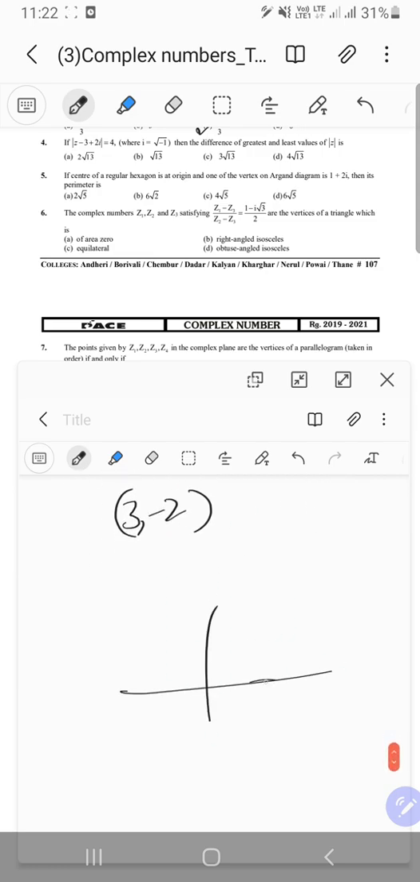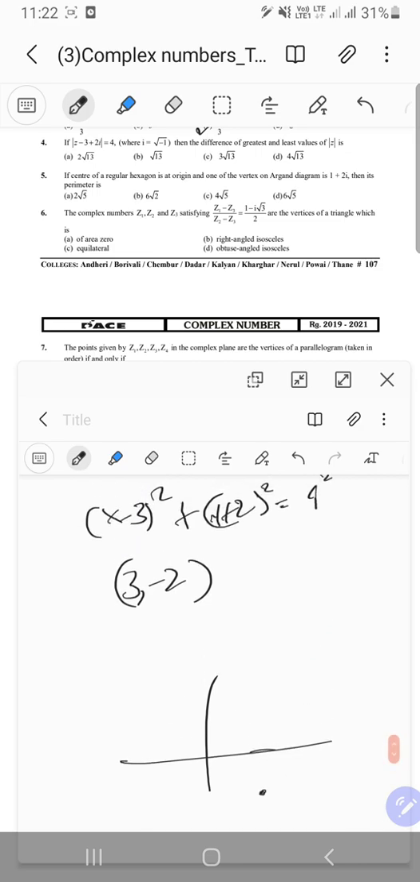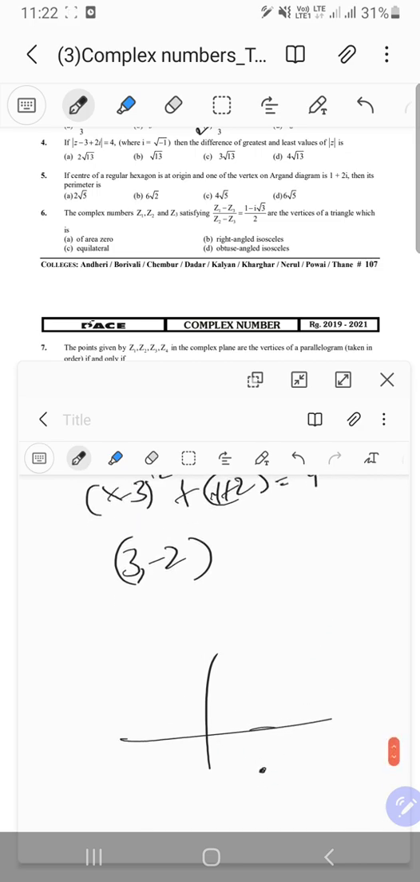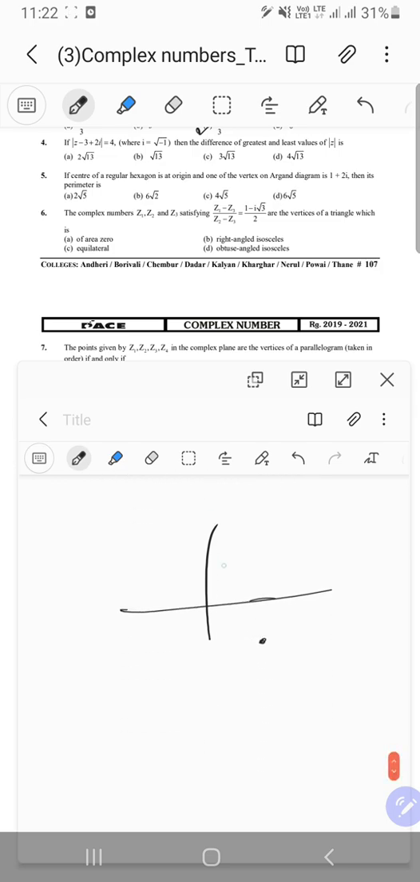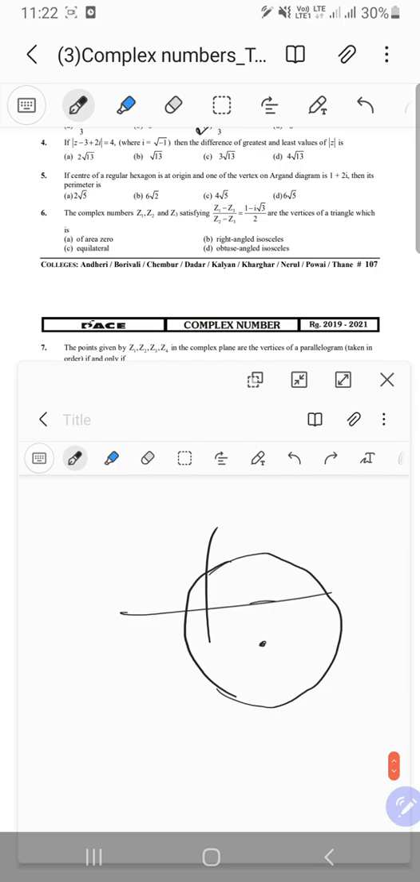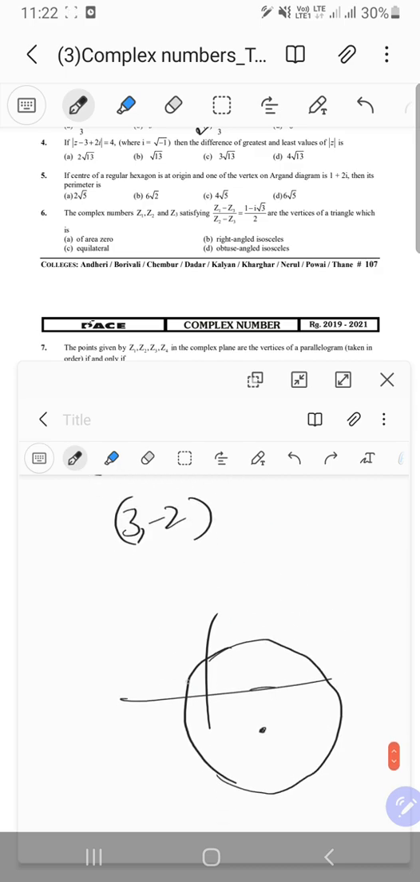So if I graph this, 3 comma minus 2 somewhere over here, radius 4, what's this distance? Square root of 9 plus 4 is 13. It's less than square root of 16 for sure, which means it's going to be something like this. Okay, so the difference of the greatest and least value of z. What's happening? Either this is the thing or this is the thing. No, yeah, this is going to be the thing.